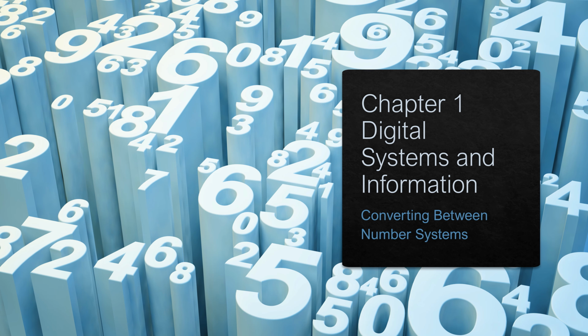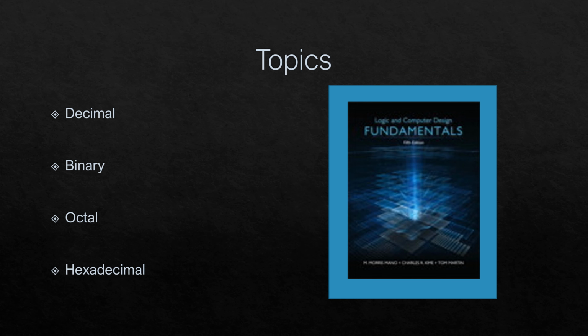Chapter 1, Digital Systems and Information, Converting Between Number Systems. In the previous lecture, we showed how to convert from a base R system to decimal by multiplying each digit of a number by its positional weight and adding all the terms together. In this lecture, we will learn to convert numbers from decimal to binary, octal, and hexadecimal, binary to octal and hexadecimal, and finally octal and hexadecimal to binary.